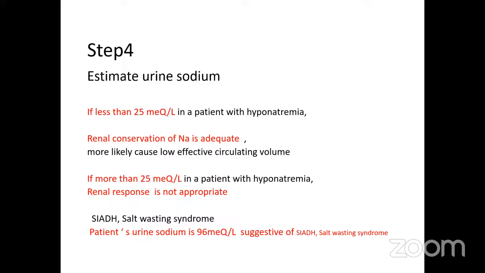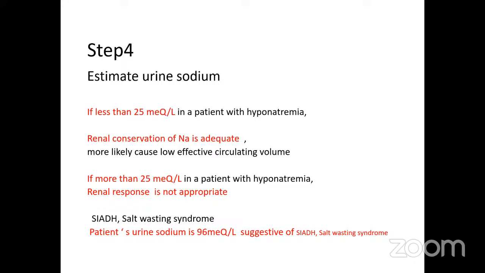If the kidney is normal, when the serum sodium is low, the patient should try to conserve more sodium. That means urine will contain less sodium. So if less than 25 milligram per liter in a patient with hyponatremia, that means renal conservation of sodium is adequate. More likely cause will be a low effective circulating volume.